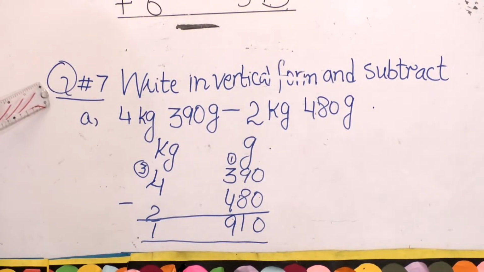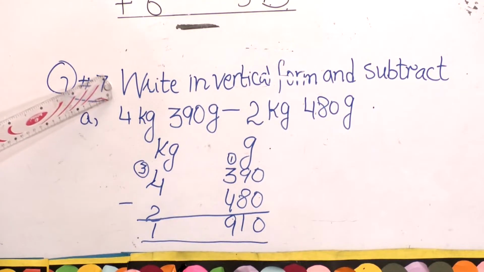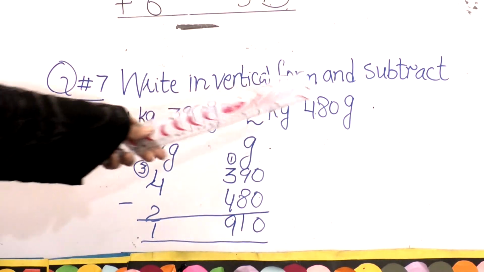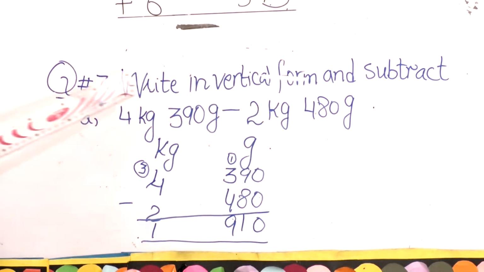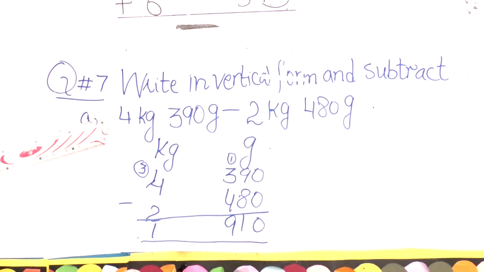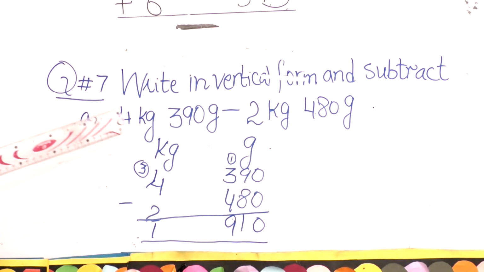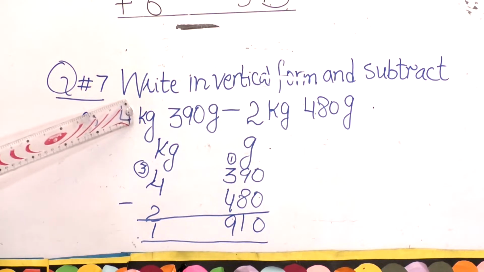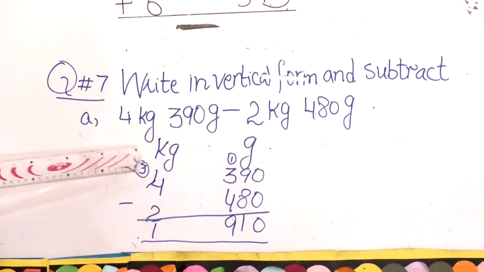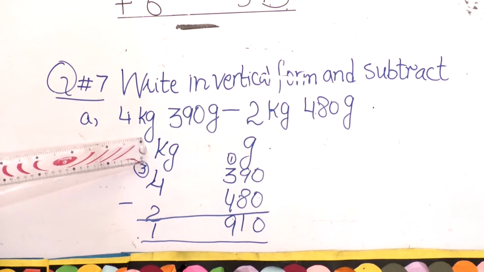Students, come to question number 7. The question is: write in vertical form and subtract. First of all, we have to write these two units of measurement and their values vertically. Then we have to subtract. You have to follow the same procedure as in addition.